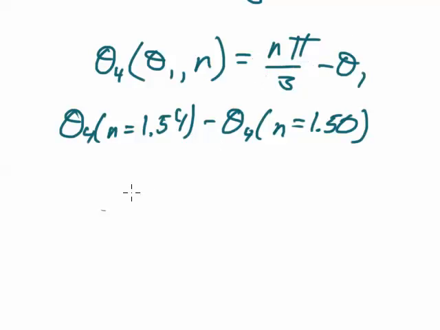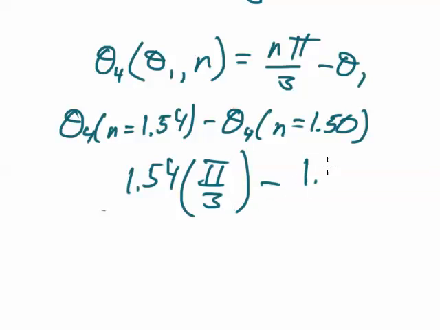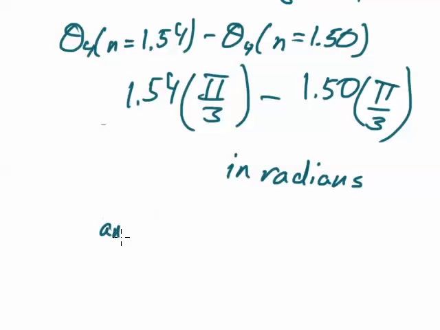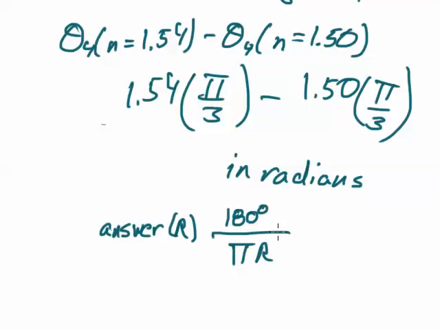So you'll just have 1.54 times pi over 3 minus 1.50 times pi over 3, and that will give you the angle in radians. And then you convert it to degrees by taking your answer in radians, dividing by pi radians and multiplying by 180 degrees, and you'll get your answer in degrees.